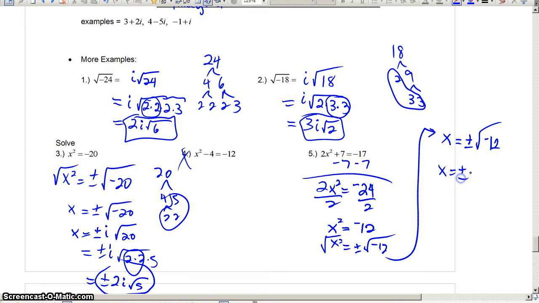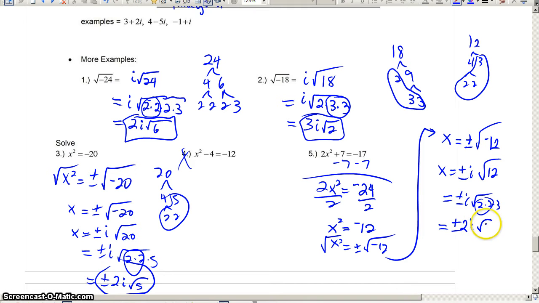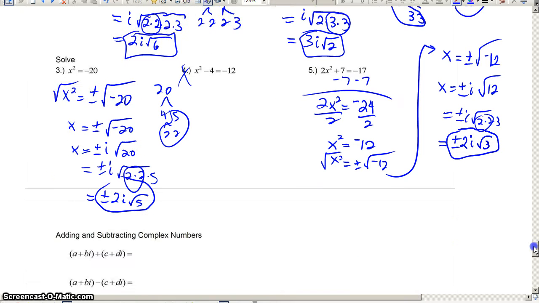Well, again, take out an i, and you'll have plus or minus i root 12. But 12 is 4 times 3, and this is 2 times 2. So in a prime factorization, we'll have 2 times 2 times 3. Again, here are 2 2's. Pull that out in front of the i. Here's 2i radical 3 plus or minus 2i radical 3. On the back, long lesson today.